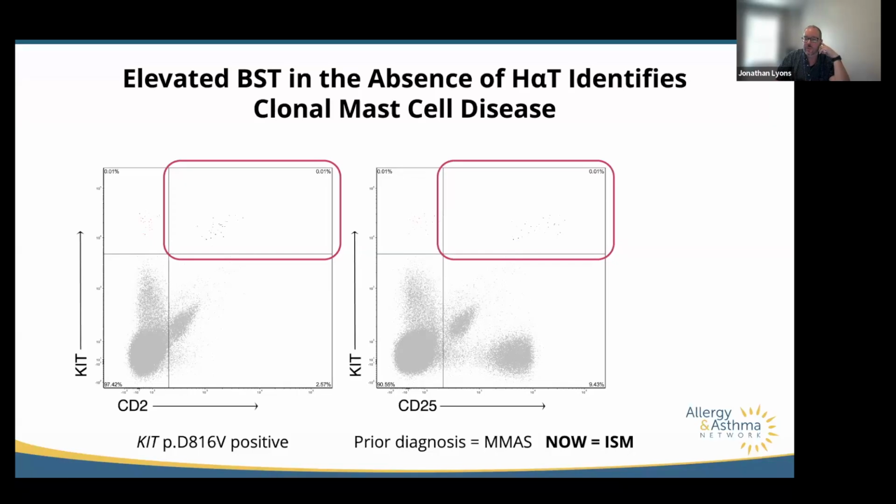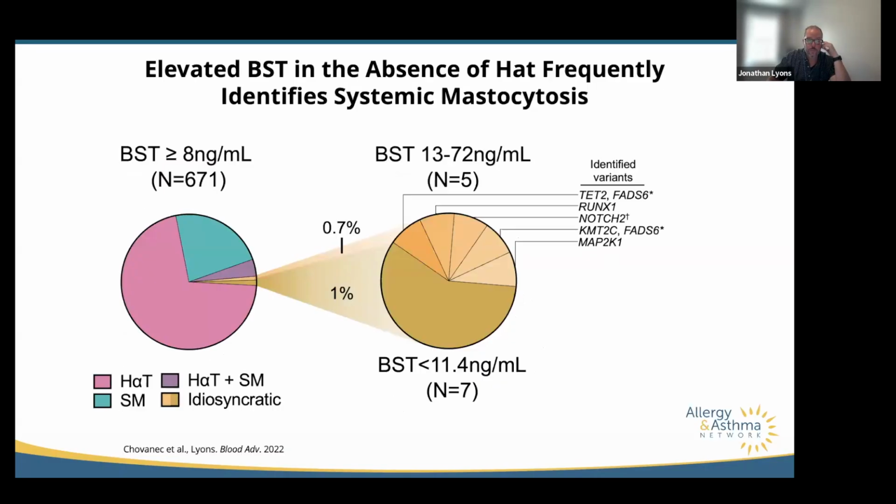However, if you adjust that tryptase level, because he had it above 11.4 and he didn't have HAT, now he meets criteria for indolent systemic mastocytosis, and that has very important implications for third-party payers and getting him treatments such as D816V targeted therapy should he need it. There are also important implications in terms of identifying patients who have high tryptase in the absence of HAT.